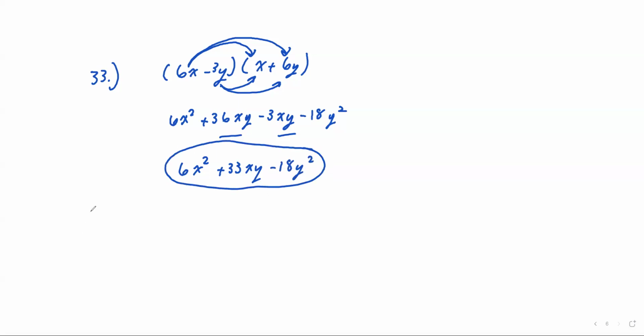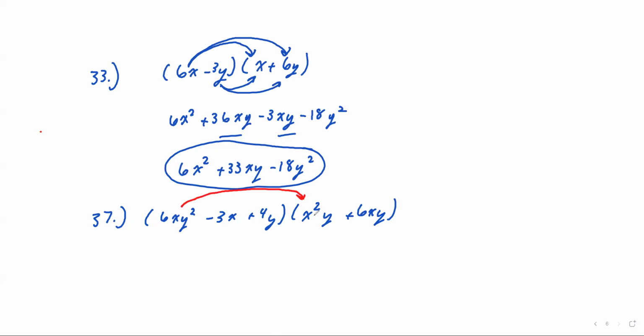All right, let's look at another one. Let's look at number 37. 37 is 6xy squared minus 3x plus 4y times x squared y plus 6xy. All right, same process in this one. You can take each one of these and distribute, or you can take each one of these and distribute. It doesn't matter. I usually move left to right, but again, it doesn't matter. So I'm going to take the first term and multiply it to each one of these terms.